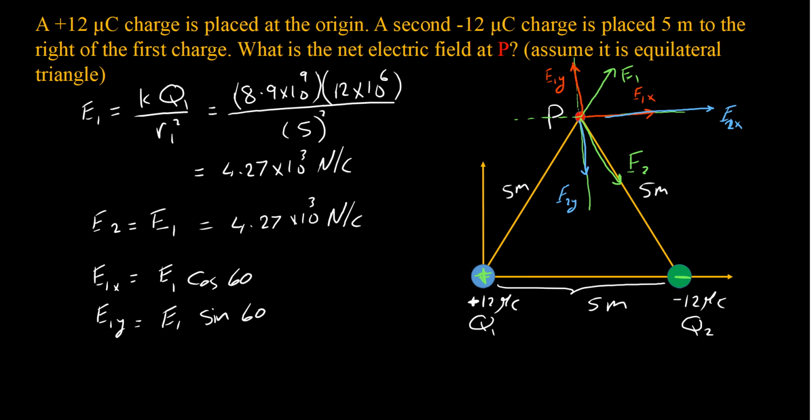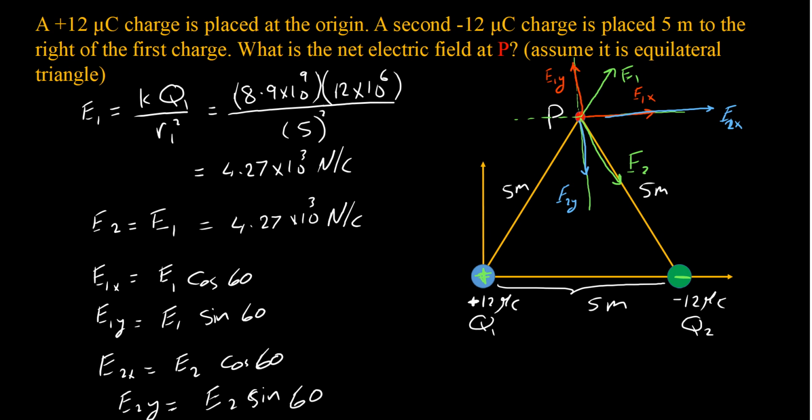For E2x, it will be E2 cosine 60 degrees. For E2y, it will be E2 sine 60 degrees. But whatever the value or magnitude of E2y, it will come as a negative, because it's going downward, or going to the south, or the negative y-axis.